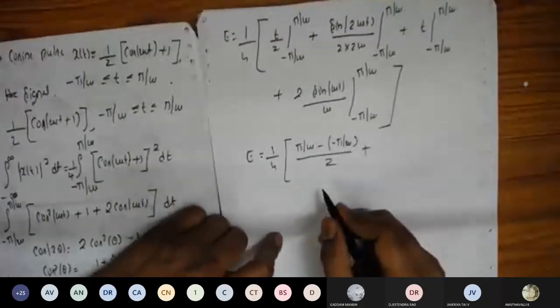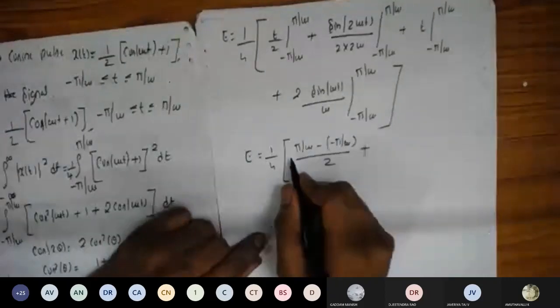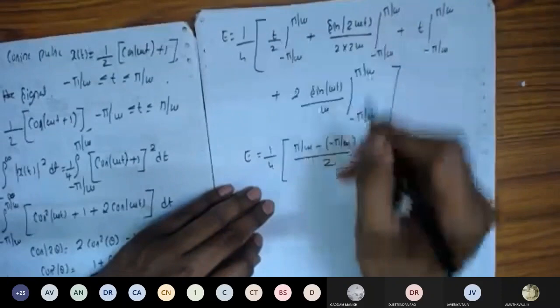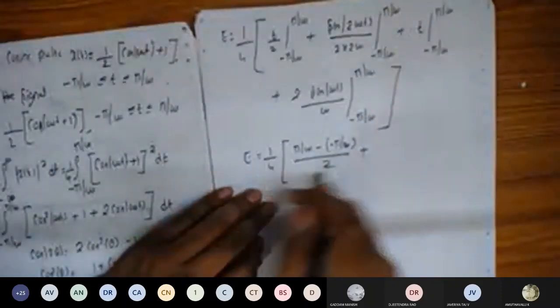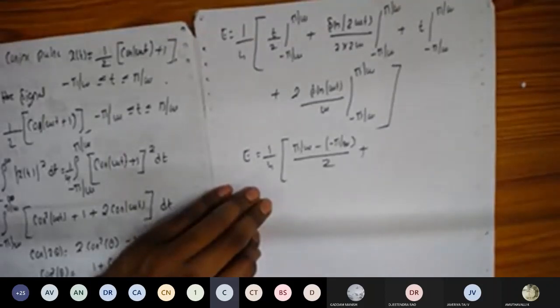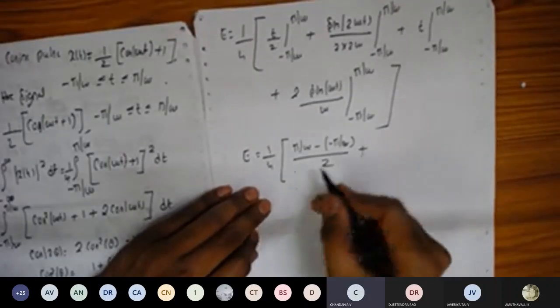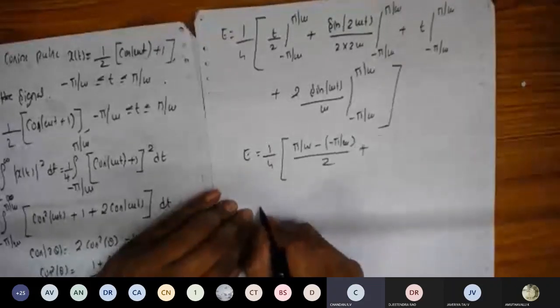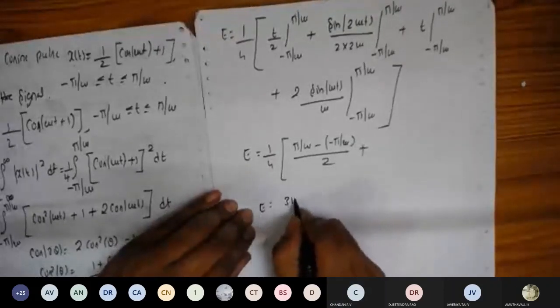Okay, so you can see it integrated. Got the energy, anyone? Okay, so the integration of 1 is t here. So substitute the limits, pi by omega minus minus pi by omega. Sir, 3 pi by 4 omega. Okay, so the answer is 3 pi by 4 omega. Everyone got the same answer? Or do you want me to do it?